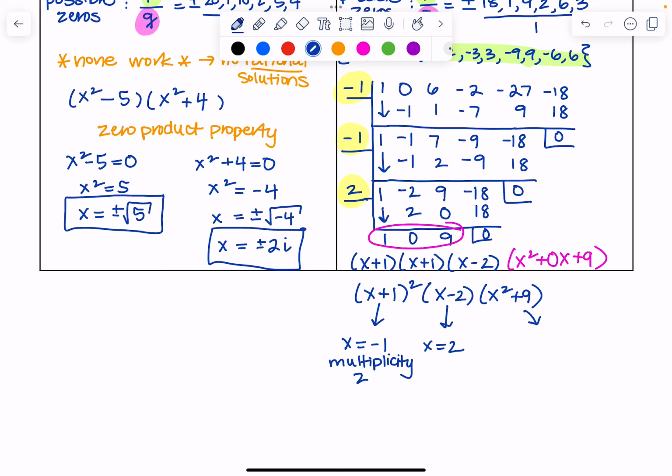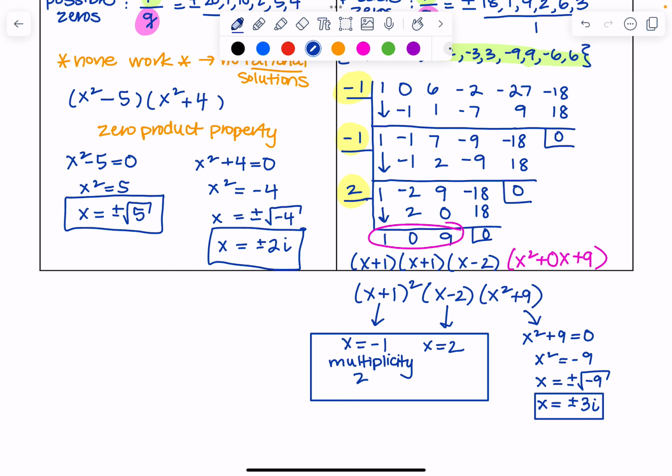And then this one is a little different. We need to use the zero product property and actually work this one out. So here we're left with x squared equals -9. X equals plus or minus the square root of -9. And when I do that, I'm going to get x equals plus or minus 3i. So this one has 2 imaginary solutions along with 1, 2, 3 rational solutions. And I got 3 because one of them has multiplicity 2.